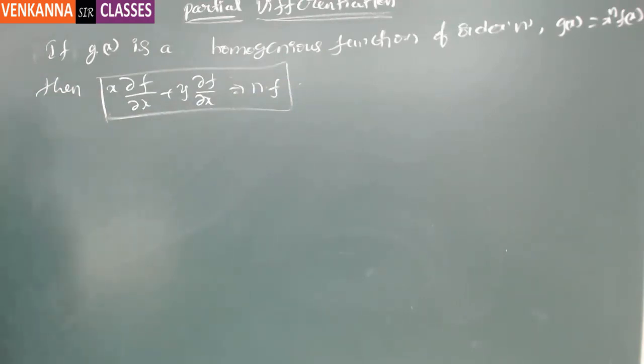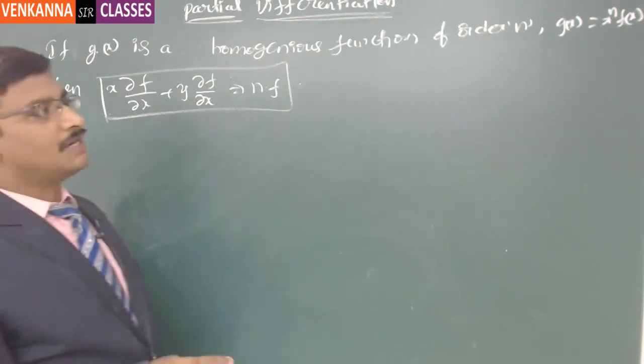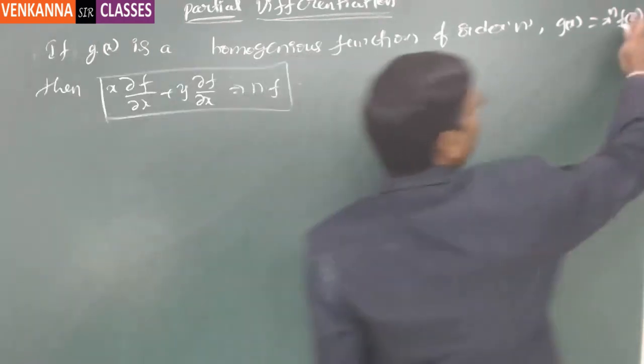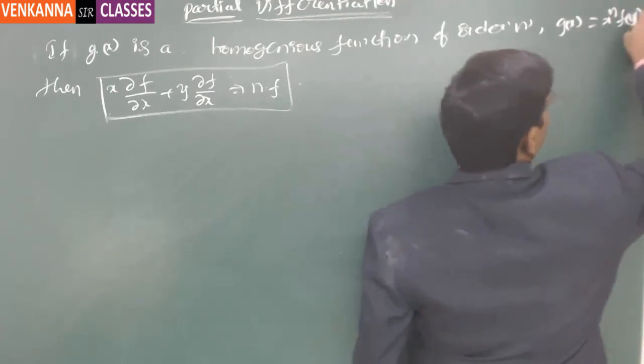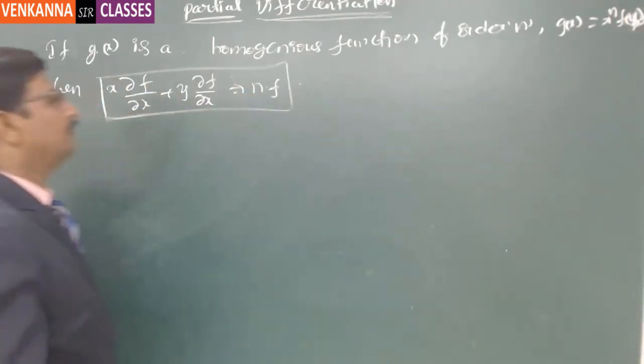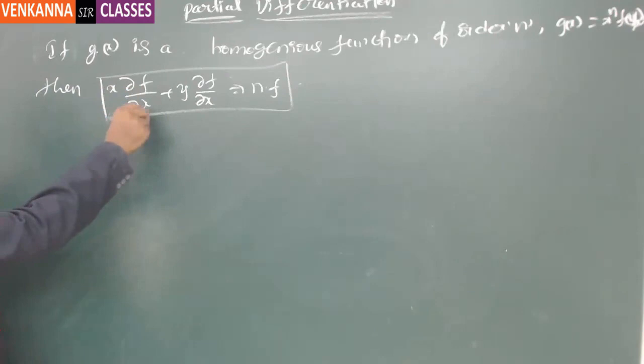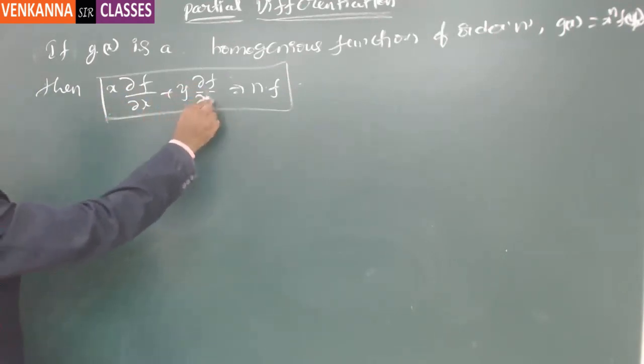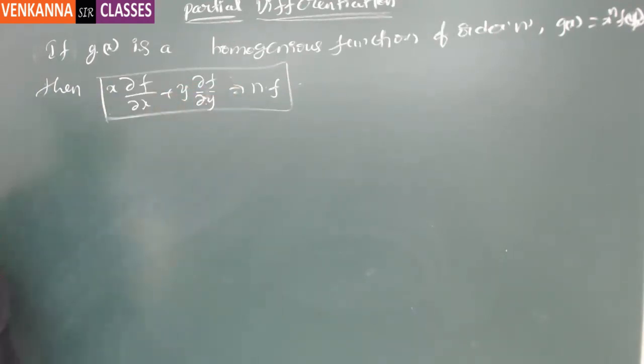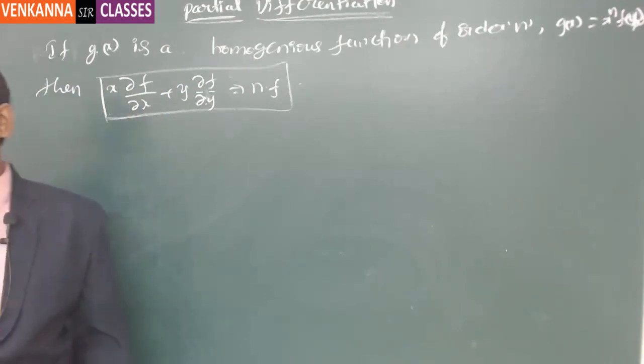Here f is expressed as x power n into g of y by x. If that is the case, then x into dou f by dou x plus y into dou f by dou y is equal to n into f. Now let us prove this.